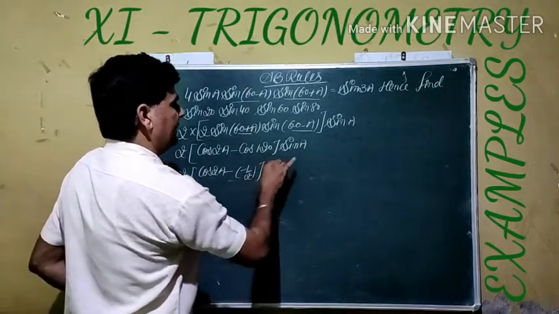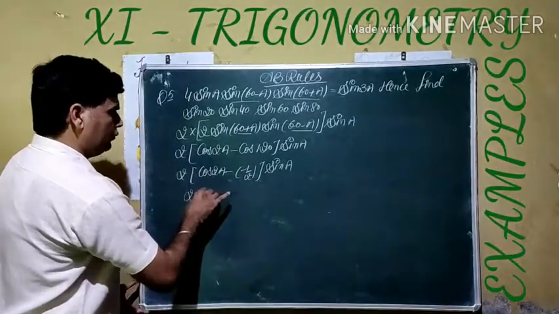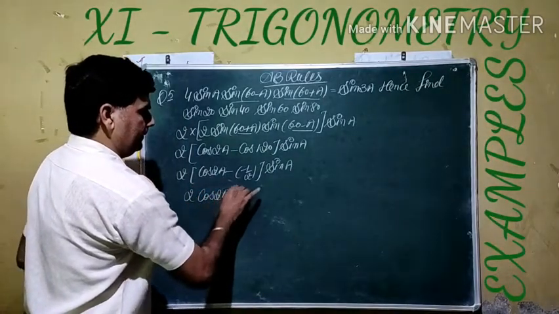We use it directly. Now we are going to open the bracket. We get from here 2 cos 2A sin A.